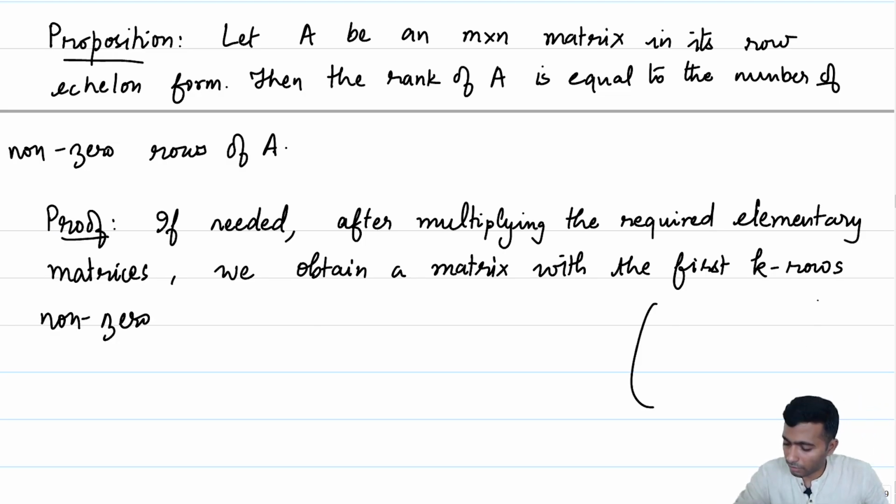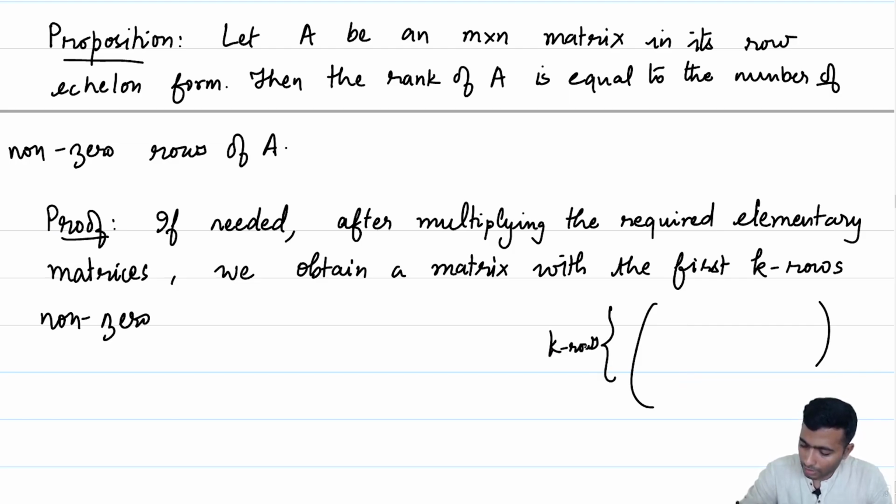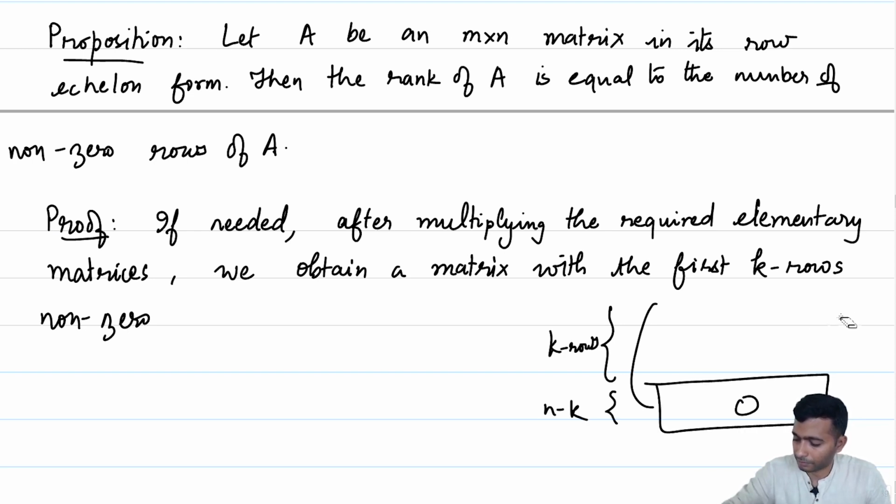So, you get a matrix where the first k rows are non-zero and the remaining m minus k rows, the bottom (m minus k) cross n matrix, is just the 0 matrix. Okay, that is what this means. If needed, multiply by the relevant elementary matrices to get the first k rows to be non-zero.